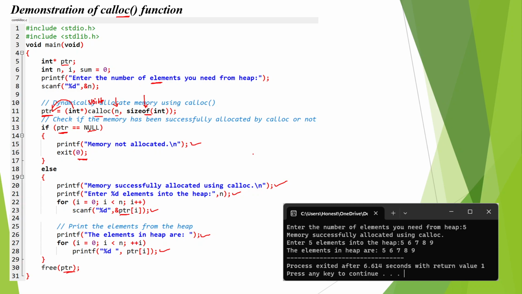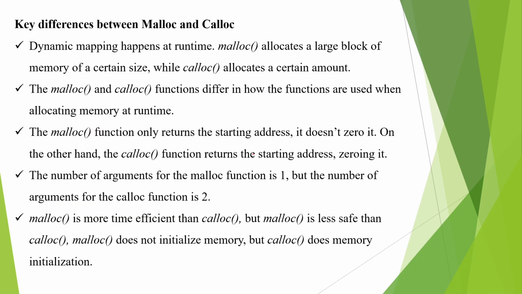Our next memory allocation function is realloc. Before we go to that, we need to discuss the differences, because both the calloc function and the malloc function look similar. It is also an important question, maybe for 2 marks, or they may put it under long answer questions. We can't say. So the key differences between malloc and calloc.